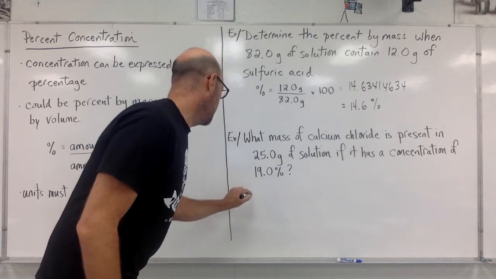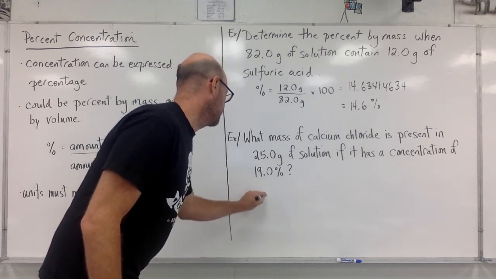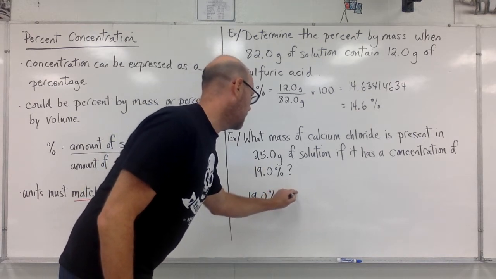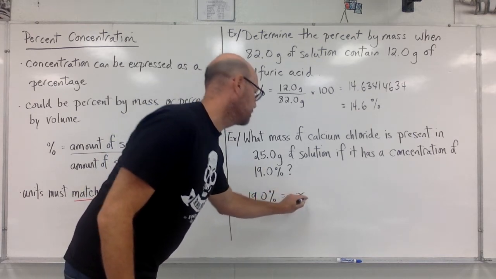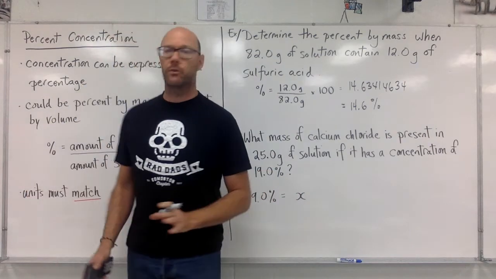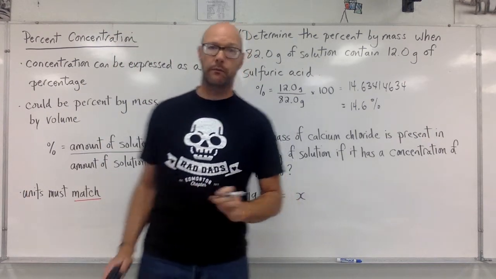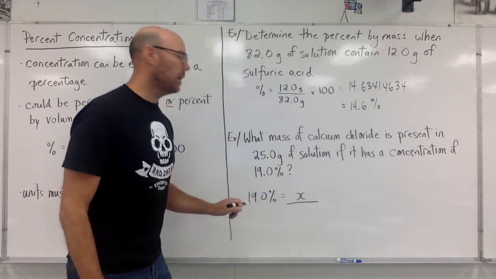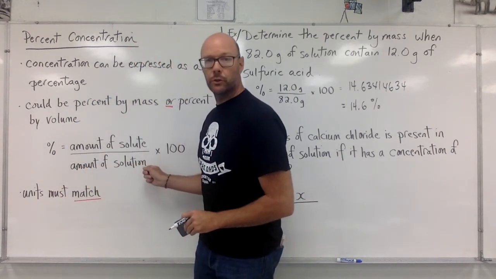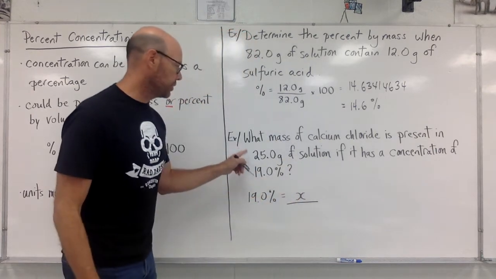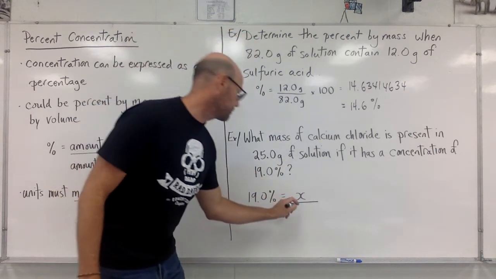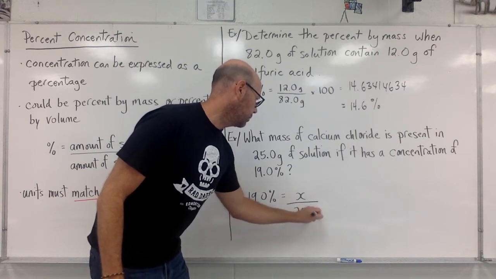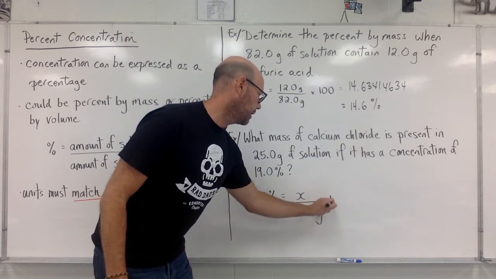We have our 19.0%, which equals our unknown, which I'm going to use as x, the amount of solute, that's what we're looking for. I used an x, over the amount of solution. The amount of solution here was 25.0 grams. 25.0 grams times 100.